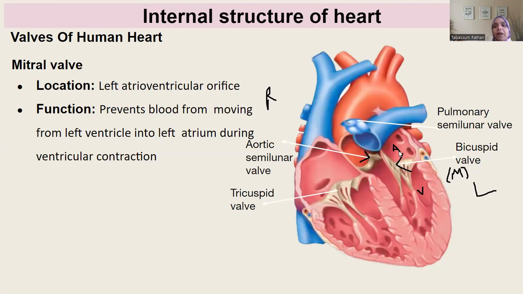So when the oxygenated blood comes from the auricle into the ventricle, and when the ventricle is pumping to the aorta during contraction, it should not go back into this chamber. So to prevent that, the mitral valve is doing the work.